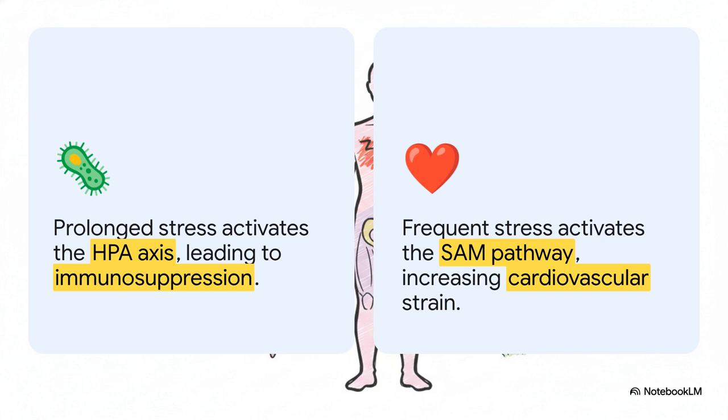fighting off viruses effectively. On the flip side, we have the SAM pathway. Acute, frequent stress fires this one up, pumping adrenaline and noradrenaline into your system. This spikes your heart rate and, over time, causes some serious cardiovascular wear and tear.